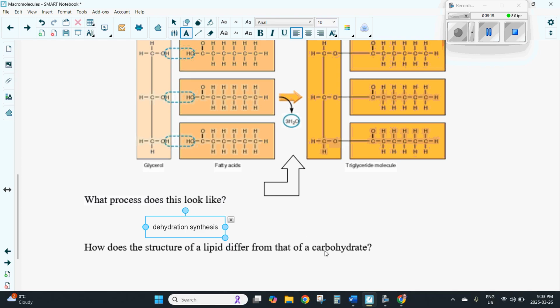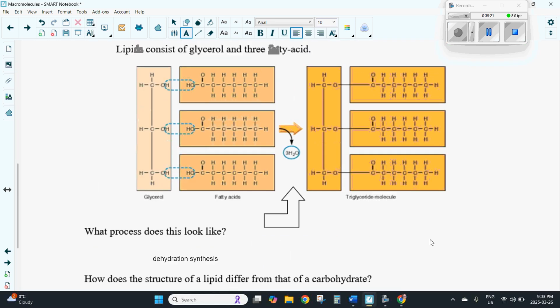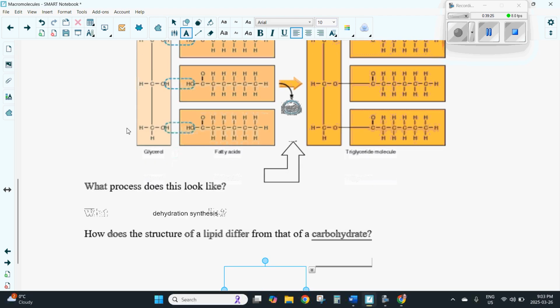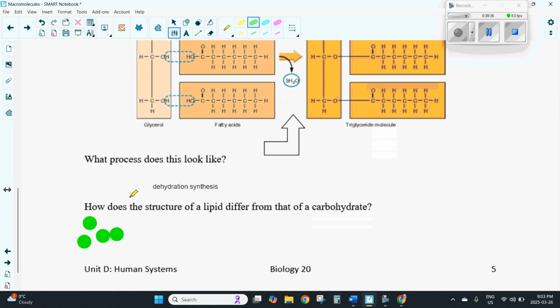How does the structure of a lipid differ from that of a carbohydrate? What do you notice about the structure? Okay, I want you to pause the video and answer this question, and tomorrow we will come back and go through this one as well. So remind me to go through the green dot ones.